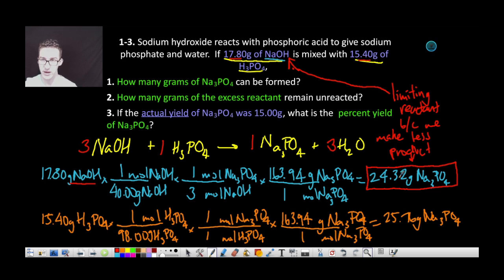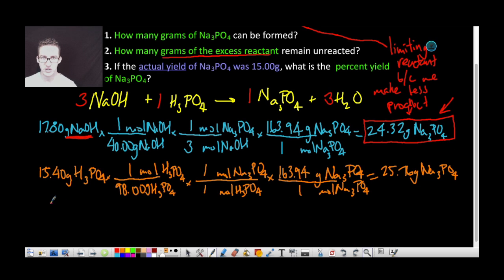Whichever one of those calculations produces the smaller amount of product will determine which of your reactants is going to limit the reaction. All right, so once we've identified sodium hydroxide as our limiting reactant, that tells us then that the 24.32 grams is the amount of sodium phosphate that can be formed, and is therefore the answer to question number 1. Our next question asks us how many grams of the excess reactant remain unreacted.